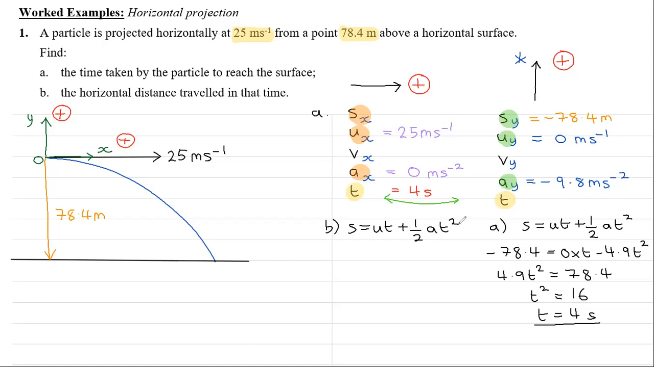And the horizontal displacement, Sx, is going to be quite simple because it's going to be the U component, 25, multiplied by the time, which is 4. And then that second term, the half AT squared, is just going to be 0 because there is no horizontal acceleration. So this is nice and simple now. So the horizontal displacement is just going to be 100 meters. So it's worked out rather nicely.